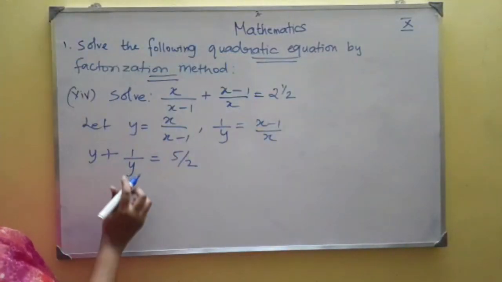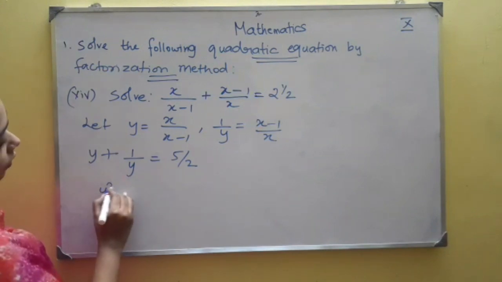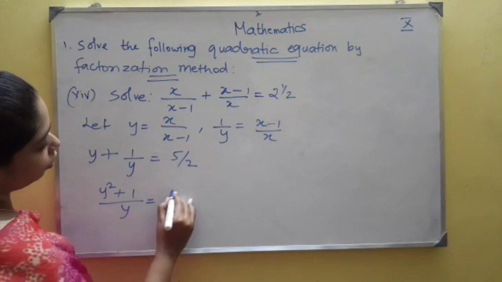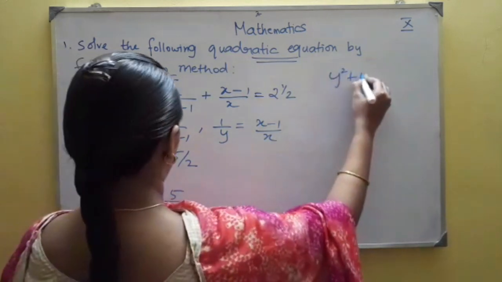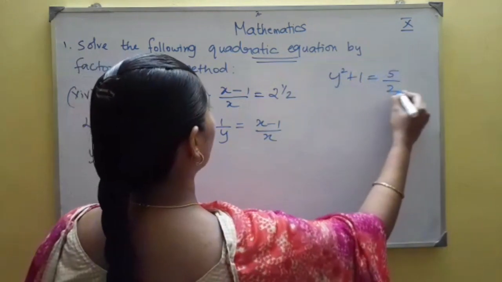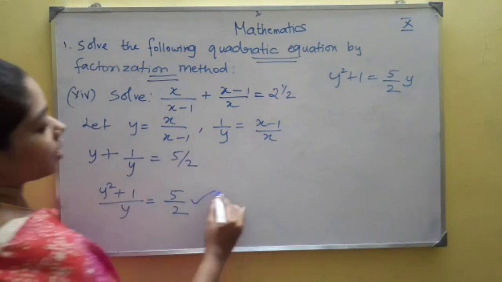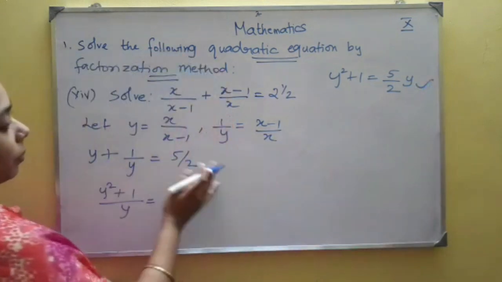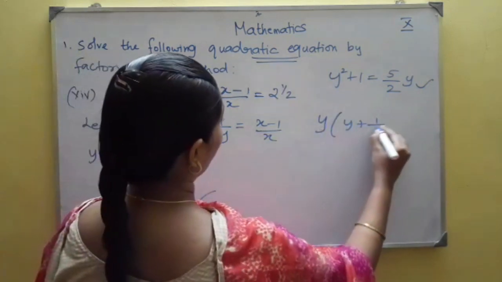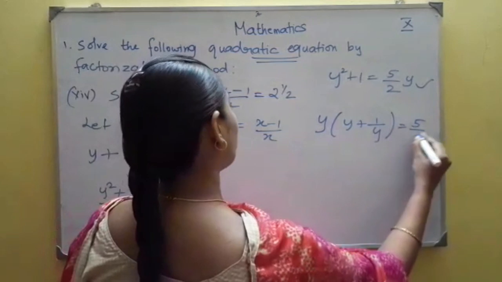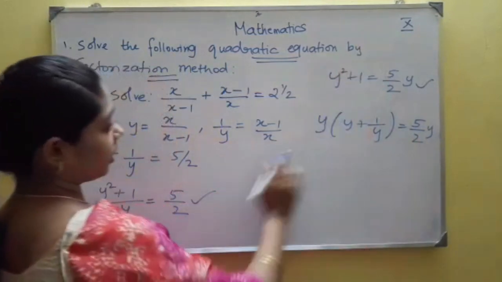Now I am going to take LCM for this, multiplying by y over here: y square plus 1 whole divided by y is equal to 5 by 2. Now what will I get? y square plus 1 equal to 5 by 2 into y. If you find it difficult to understand this logic, instead of this, you just multiply y on both sides. What will you get? y into y plus 1 by y equal to 5 by 2 into y. Okay, if you find this difficult to understand, you can write it this way.